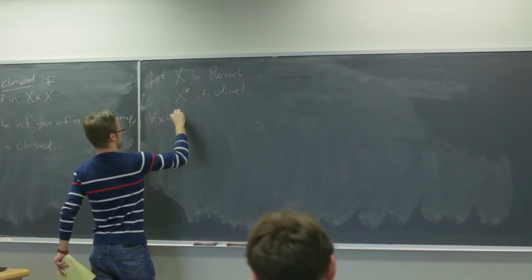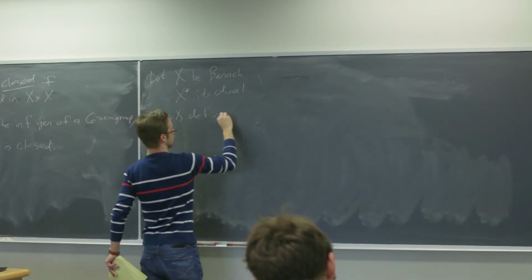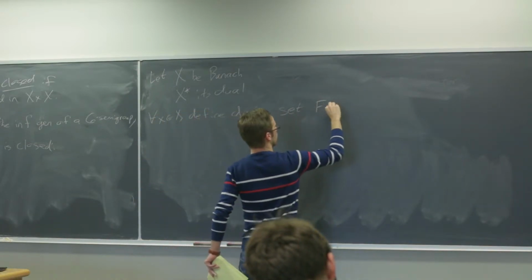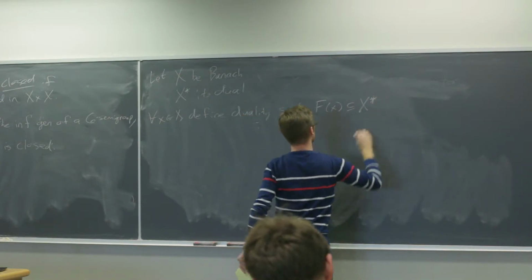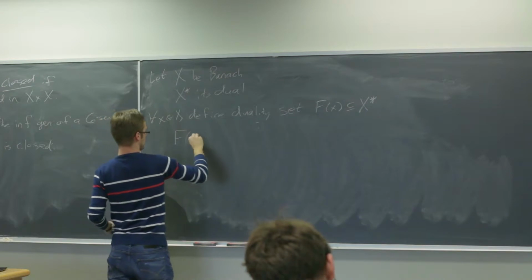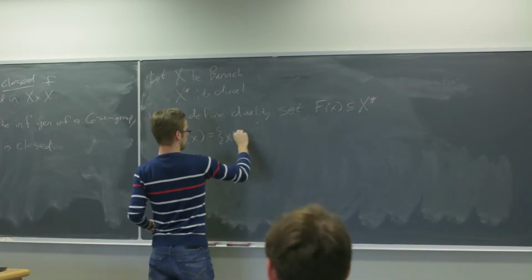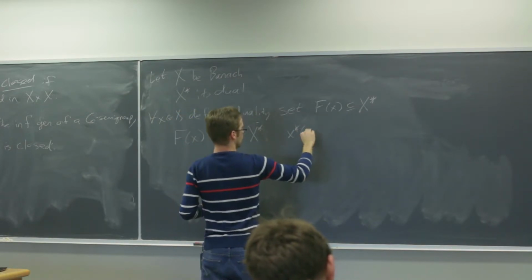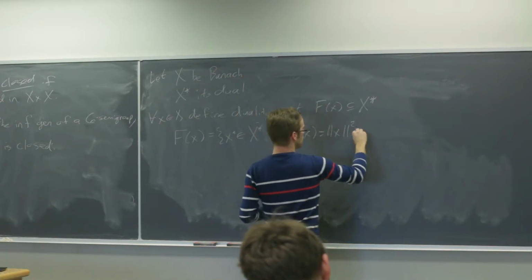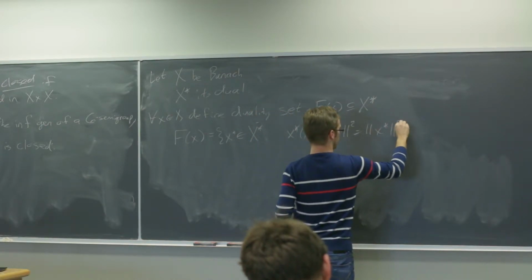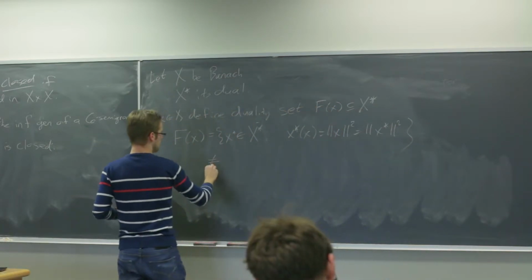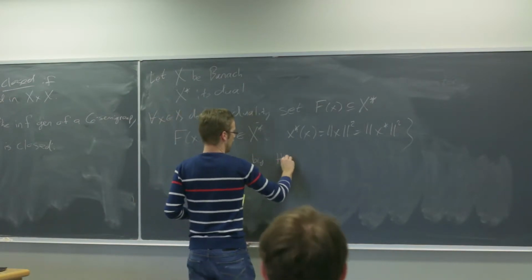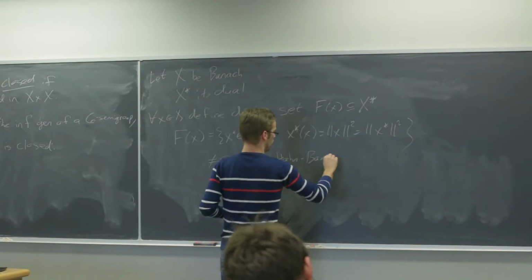For each x in the Banach space, I'm going to define the duality set, capital F(x), to be a set in the dual by the following. F(x) will be defined to be the set of x star in the dual such that x star of x is equal to the norm of x squared is the norm of x star squared. In particular, this is not empty. I remember doing this exercise in functional analysis. This is not empty by Hahn-Banach theorem, one of the versions.